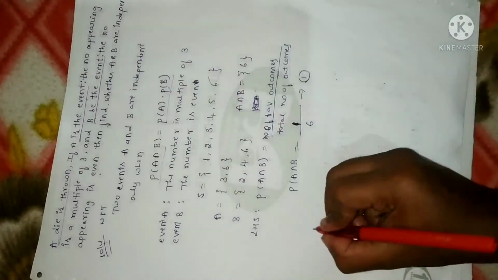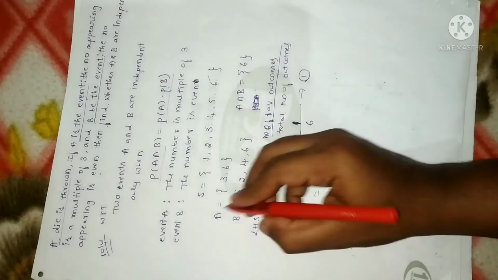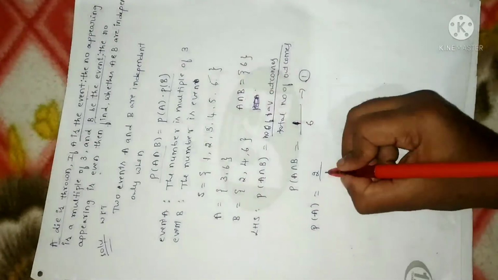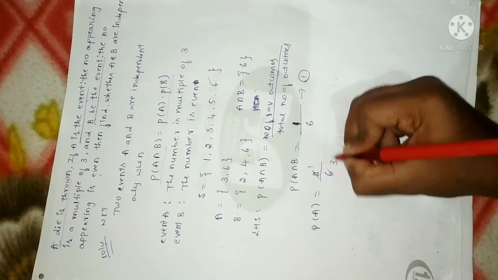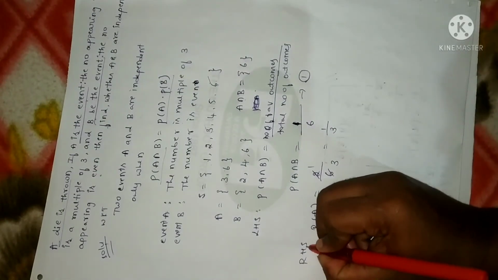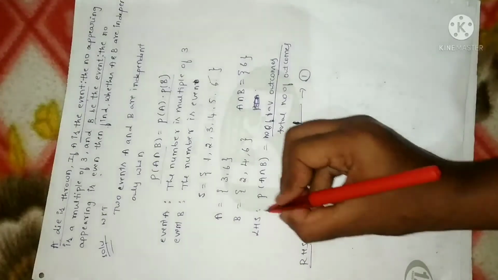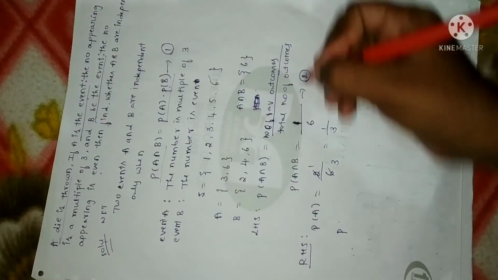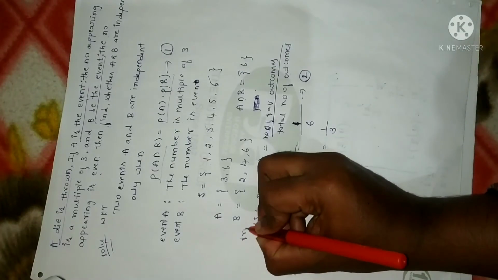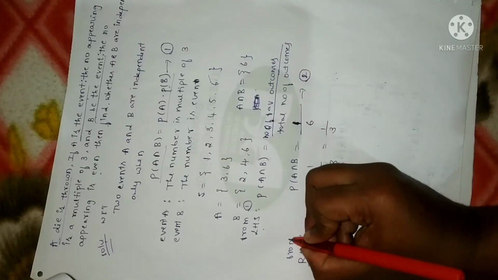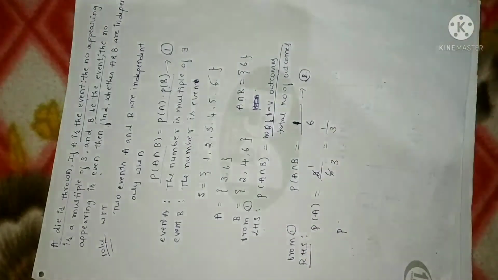Now let me find probability of A. In set A, how many elements are there? 1, 2, out of 6 elements. So 2 ones are 2, 3 twos are 6. So it is 1 by 3. Next I'll simplify the RHS here. From equation 1 I have considered LHS. Probability of A I have done.